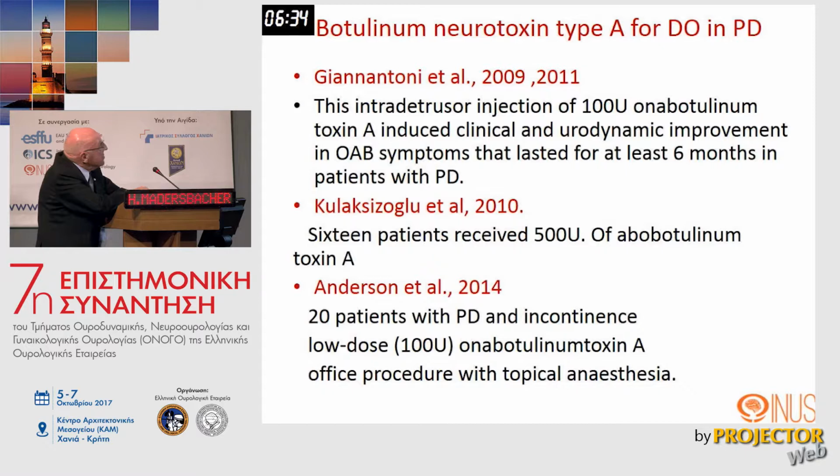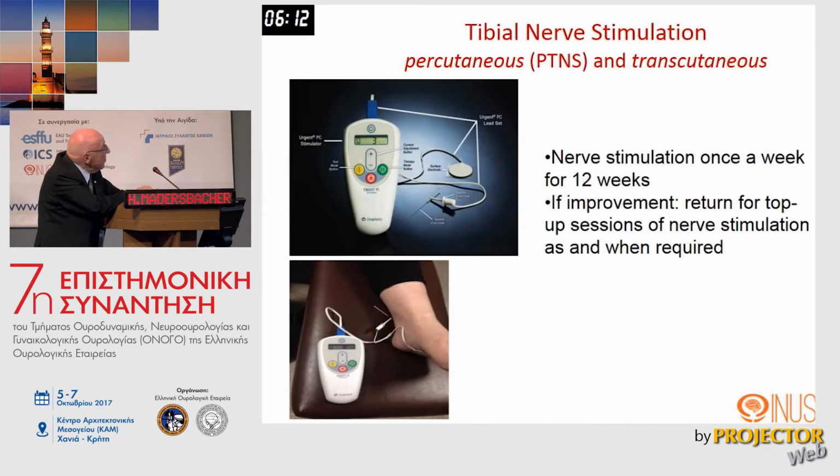Well, botulinum toxin is an excellent alternative because many of the Parkinson patients do not really have problems with antimuscarinics, and these are 3 studies which could really show that even a low dose of onabotulinum toxin, 100 units, can really improve their problems.